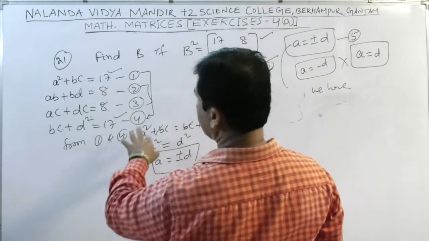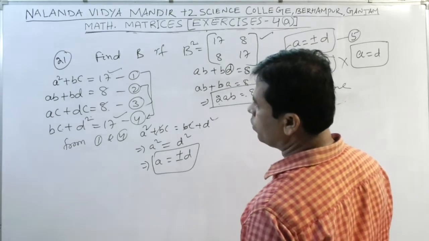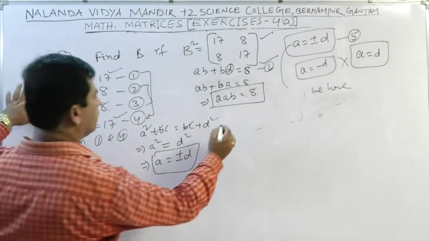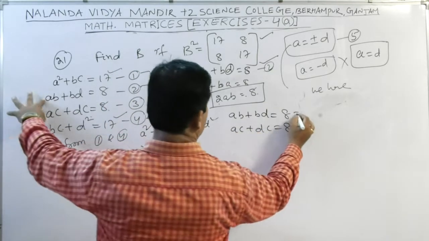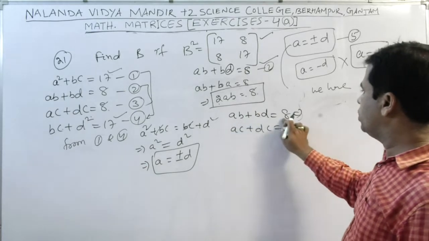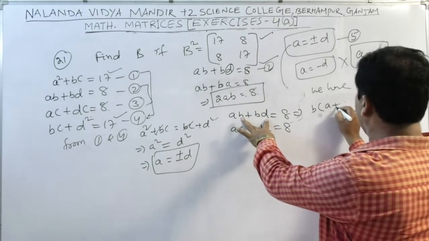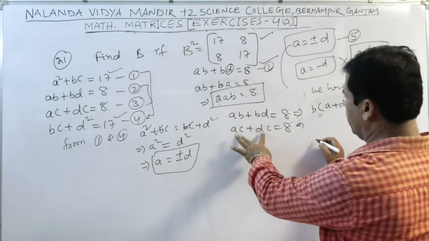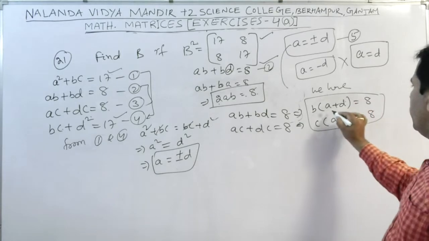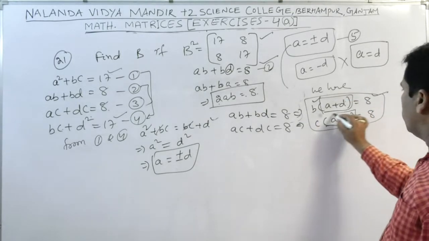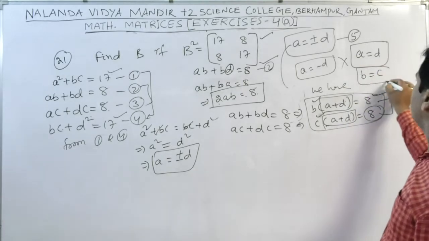And put the value of D is equal to A. From equations 2 and 3, AB plus BD is equal to 8, AC plus DC is equal to 8. From 2, we can take common B, we get (A plus D) times B is equal to 8, and from this, we take common C, this is also (A plus D) times C is equal to 8. And from these two equations, (A plus D) multiplied with B gives 8, and (A plus D) multiplied with C also gives 8. Therefore, we have B is equal to C.